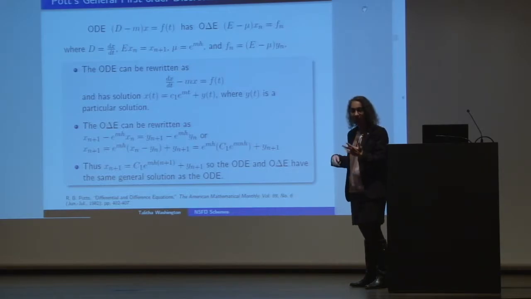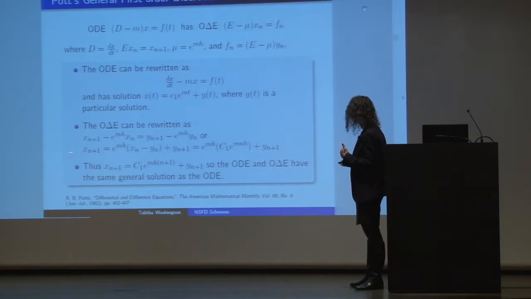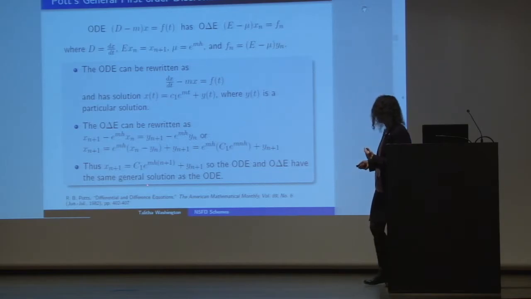We can do some rewritings, and solve for x of n plus 1 here. We get that x of n plus 1 is equal to e to the mh, c1, and so on. Eventually, we get that x of n plus 1 is equal to c1 e to the mh times n plus 1 plus y sub n plus 1. Now, this looks strikingly similar to the solution.